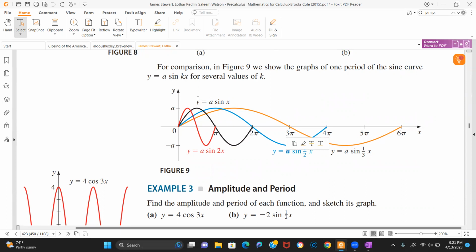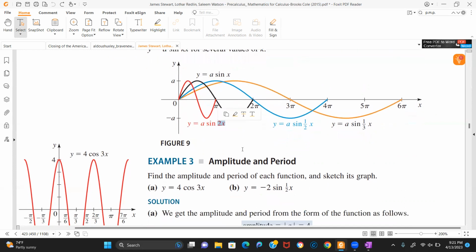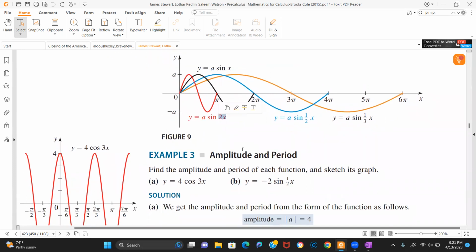But now when you have different k values like 2, 1/2, 1/3, you get these different graphs. They are getting stretched out in a sense, or when you multiply it by 2, it shrinks it, compresses it. This is actually used to describe springs, for example, these functions.